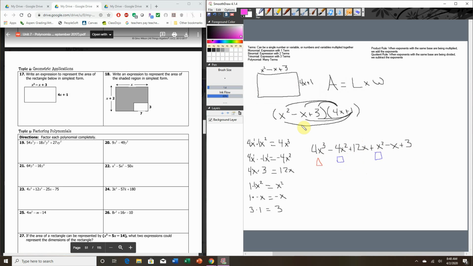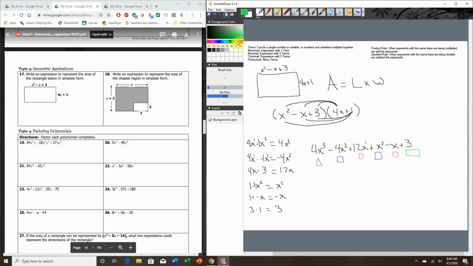Going to a different color. So anything with just an x to the power of 1, we're going to say this is going to be a circle. So we have a minus 1x. So that's going to get a circle as well. And then our last one, our constants, or just a 3, a number, we're going to say gets a rectangle.